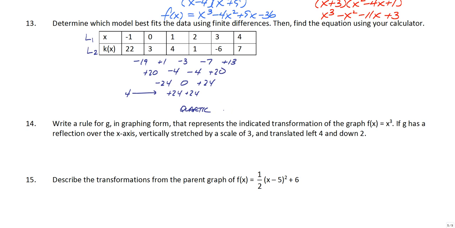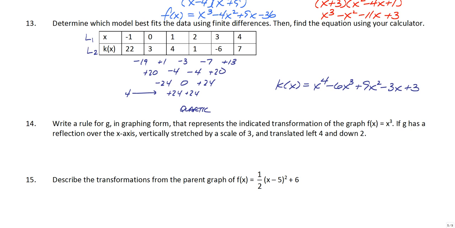So now you just use your graphing calculator to find a quartic regression, and k of x is going to be equal to x to the 4th minus 6x cubed plus 9x squared minus 3x plus 3. But the calculator does all of that work for you.